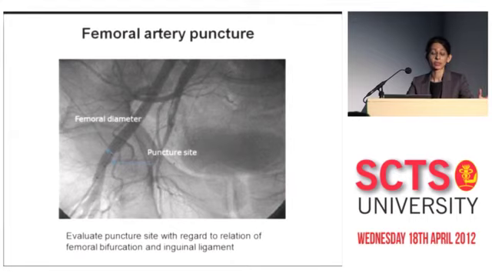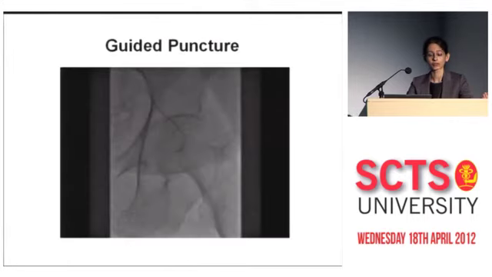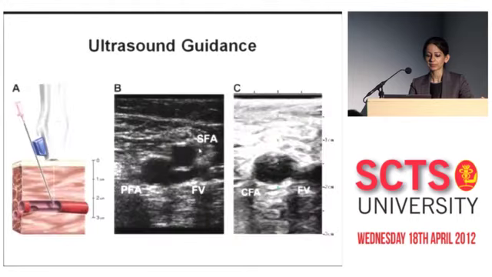We have two access points. One is for our actual interventional procedure. We can use a contralateral access point to actually guide our puncture, and different approaches are taken. This is a pigtail that's been brought from the contralateral side, and we can make a fluoroscopic guided puncture into the femoral artery at a suitable point.